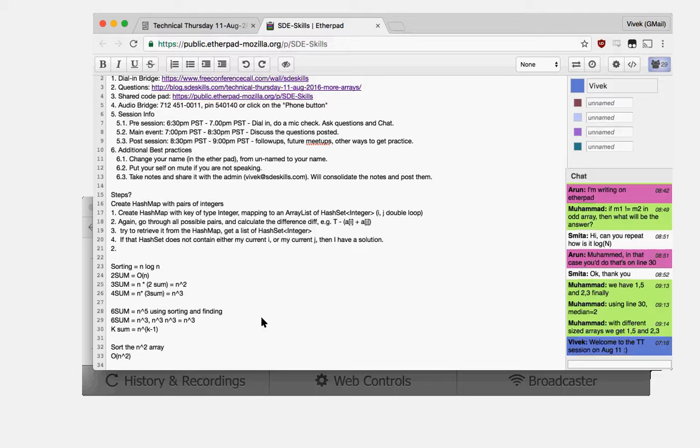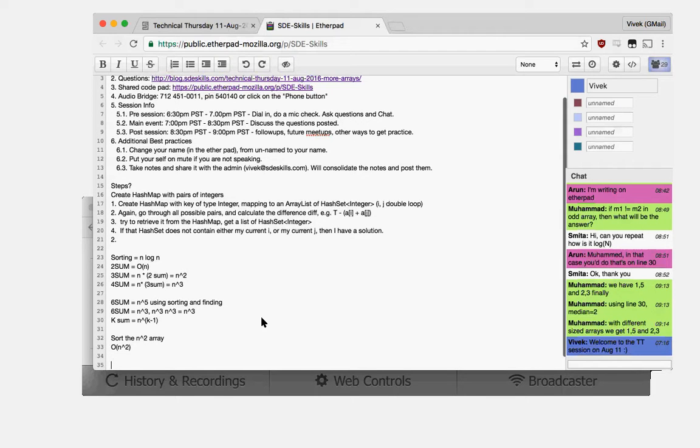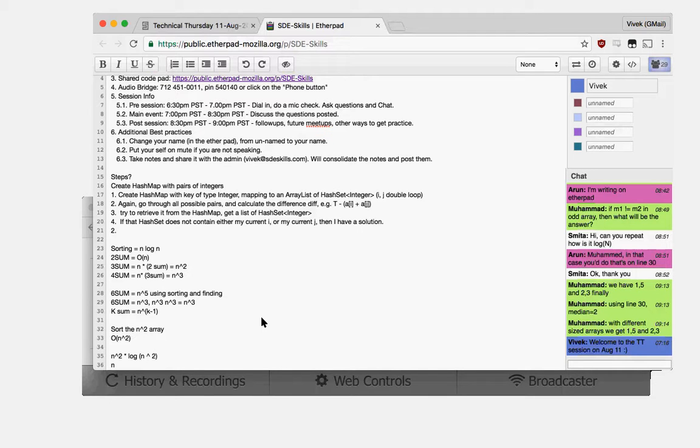But that being said, what is the time complexity of sorting an array of size n square? It's n square log n square. What is that? N cube. No, it's not n cube. That actually translates to n square log n.